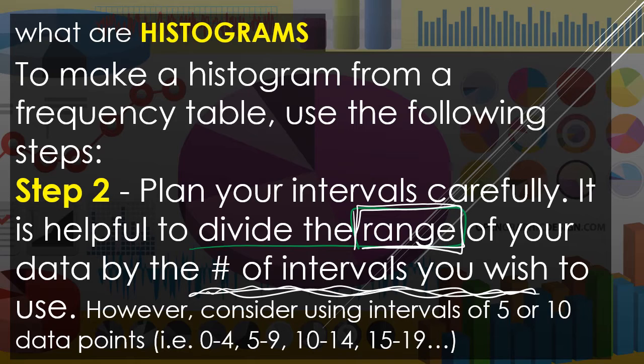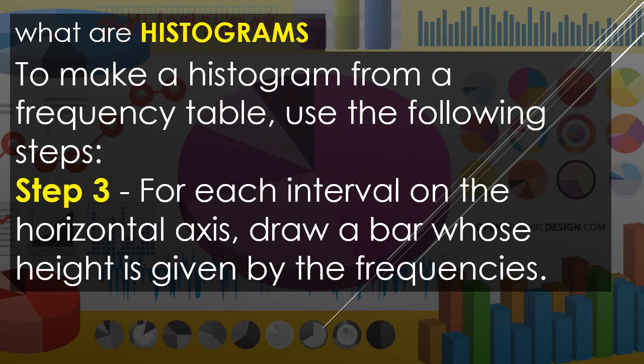And so say the range, the difference between the biggest number and the smallest number, is 20, and you want to have 4 different intervals, you need to have your intervals spaced out in increments of 5. And so here we have 0, 1, 2, 3, 4. This increment right here has 5 different data points in it. So you can see we have increments of 5 here. And that's going to be very helpful before we start to draw in the bars.